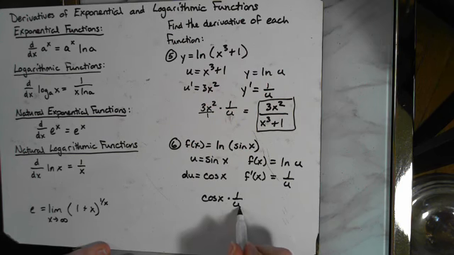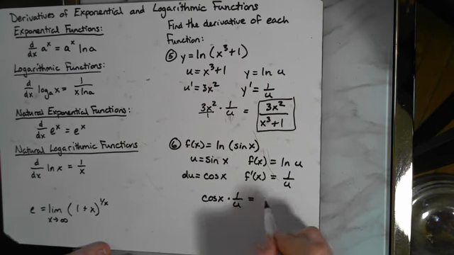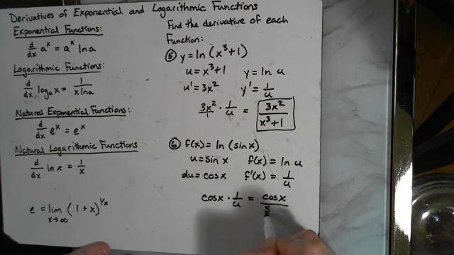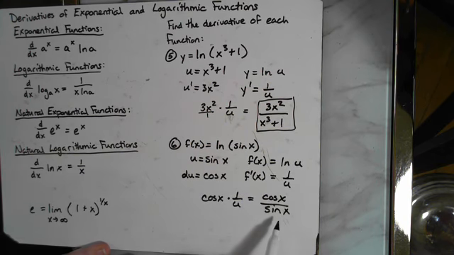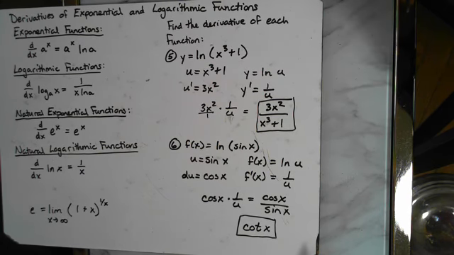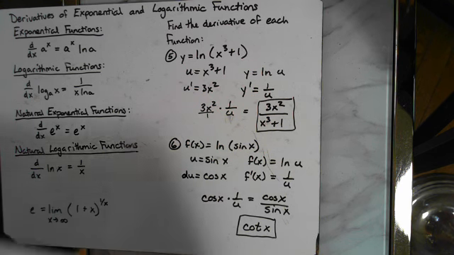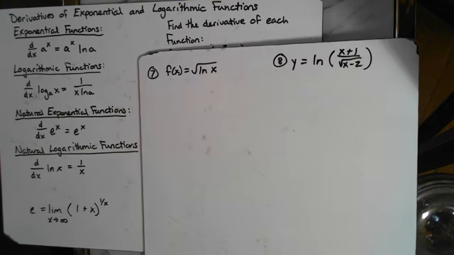I should replace u with what it was. And then I notice that this can be simplified. Cosine over sine is cotangent. So that is my final answer here. So always look out when you're doing trig functions for some of those trig identities. And that's why we spent so much time on them last year in pre-calc. I know they might not have been everybody's favorite thing, but they are very helpful when you're trying to simplify.